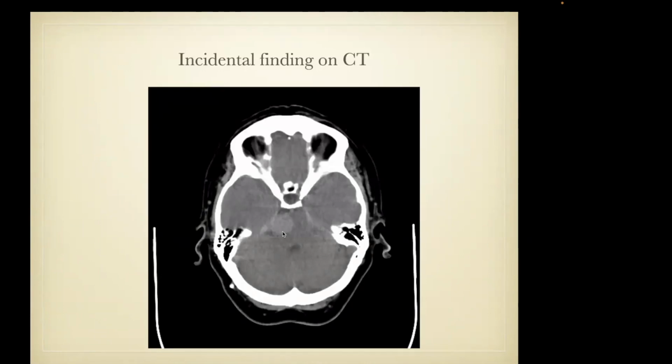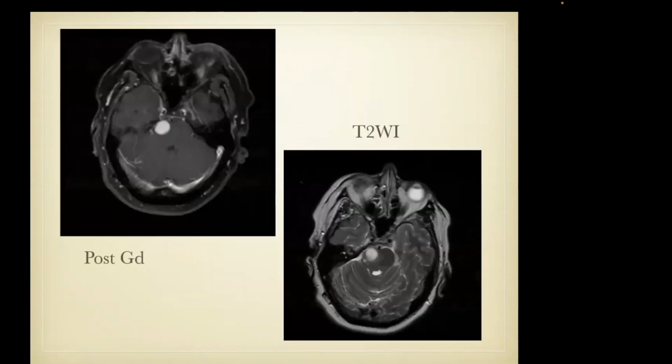Here's another patient. This was a troublesome patient. This was an incidental finding on a CT scan. There was this rounded, somewhat high attenuation mass that appeared to be impinging on the pons. So the debate in our department was, could this be a tumor? Could this be an aneurysm? It's not a very common place to see an aneurysm. So we decided to pursue it with an MR scan.